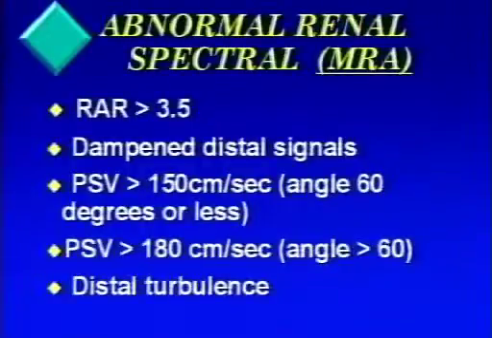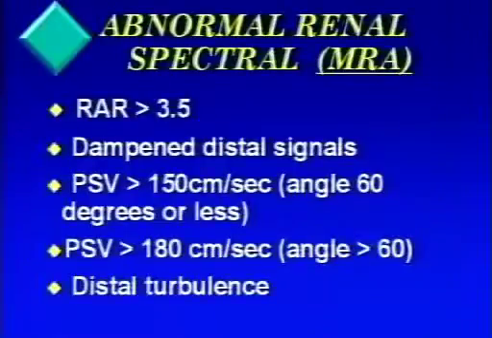Now, the values on the peak systolic velocity may vary depending upon what type of angle you're able to get. As I mentioned before, one of the pitfalls of the direct method is that it's very difficult to get an angle of 60 degrees or less at the origin of the main renal artery, where we typically see the most significant stenosis.